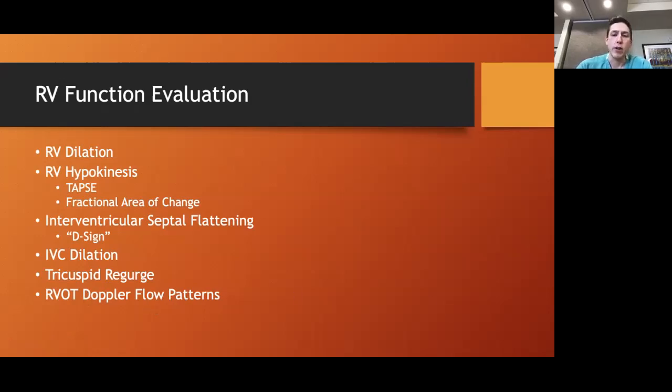This is an active area of research that I'm contributing to, and there's emerging evidence that these flow patterns can help distinguish between different causes of RV failure, such as acute PE, right ventricular MI, and different classes of pulmonary hypertension.